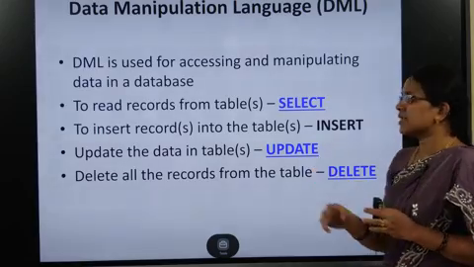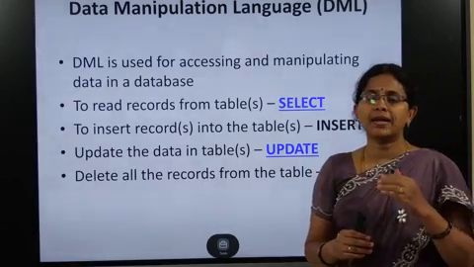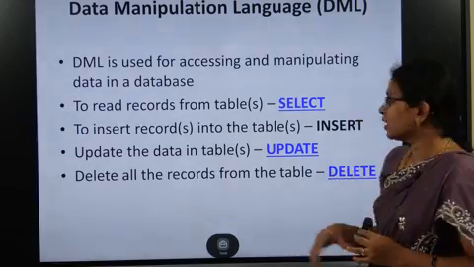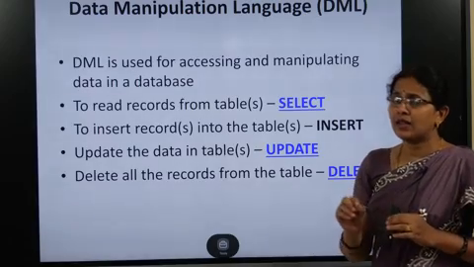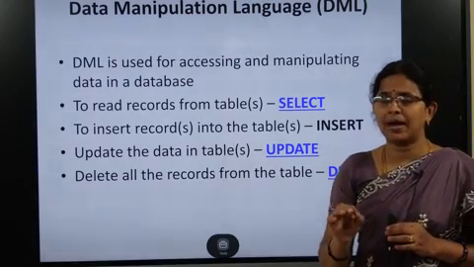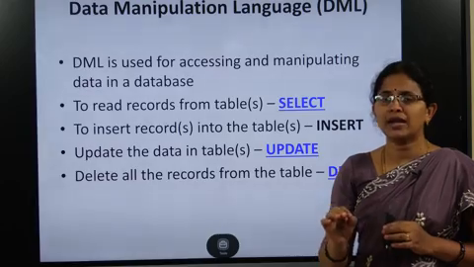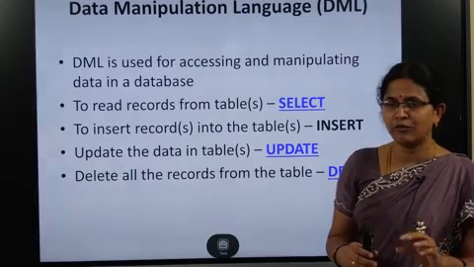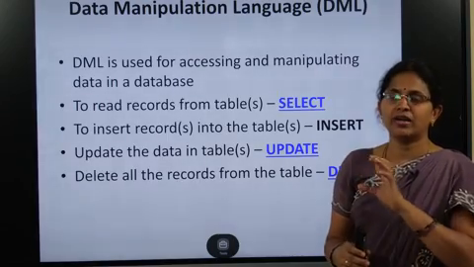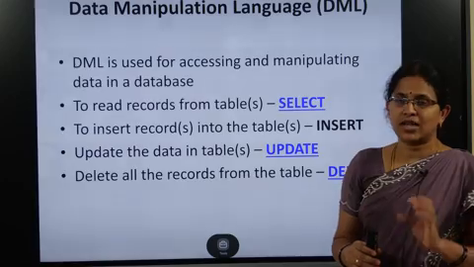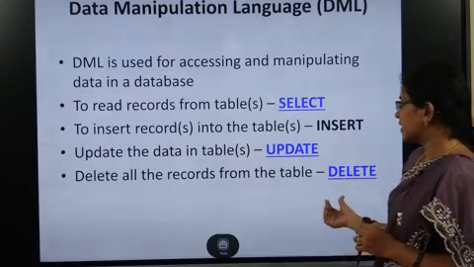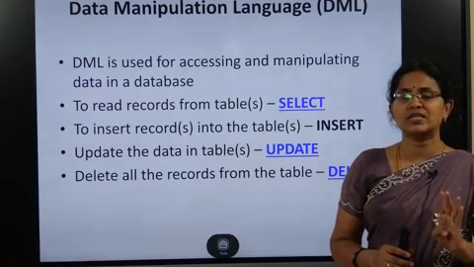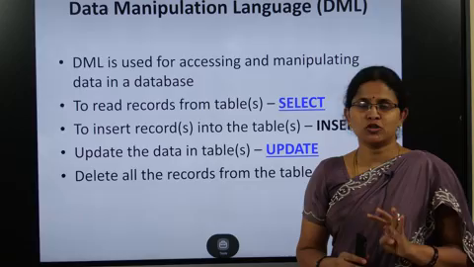And the third one is update. If you want to update the data that exists in the table, in such case we use the update option. And the last and important command that we can use in case of data manipulation language is delete. If you don't want any information or any record in a table, in such case we use the delete command. So these are the main 4 options which are used in case of data manipulation language.